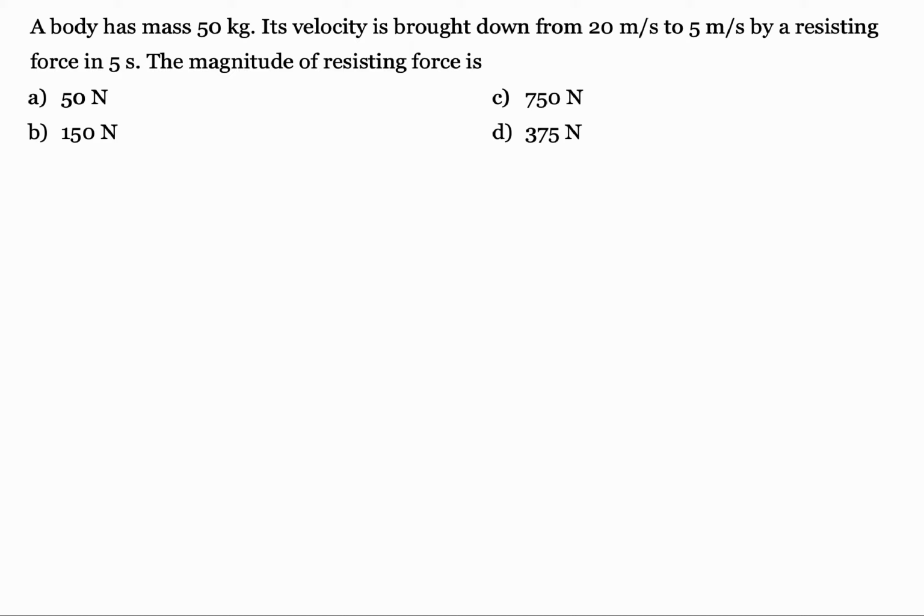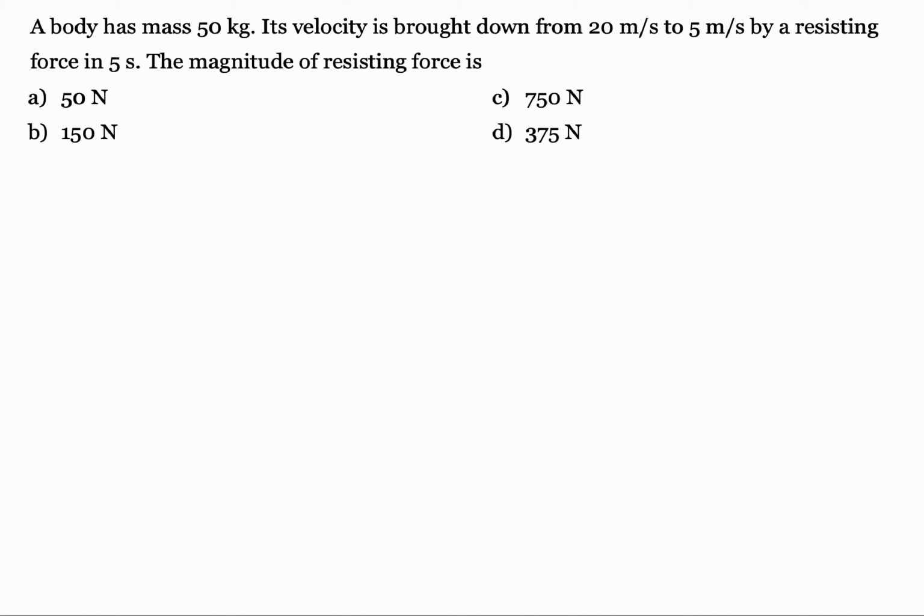Hello friends, I have chosen this question from last year's NDA paper. Let's read the question and try to find out how we are going to solve it. A body has a mass of 50 kg. Its velocity is brought down from 20 meter per second to 5 meter per second by a resisting force in 5 seconds. The magnitude of the resisting force is... It is a multiple choice question.